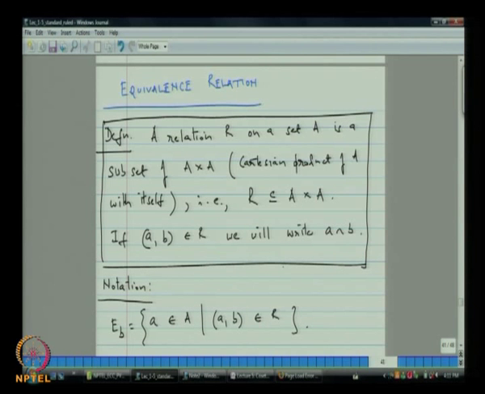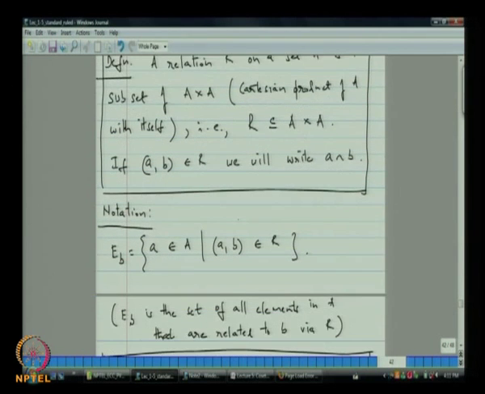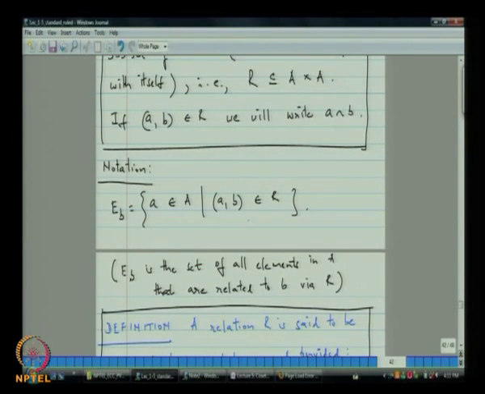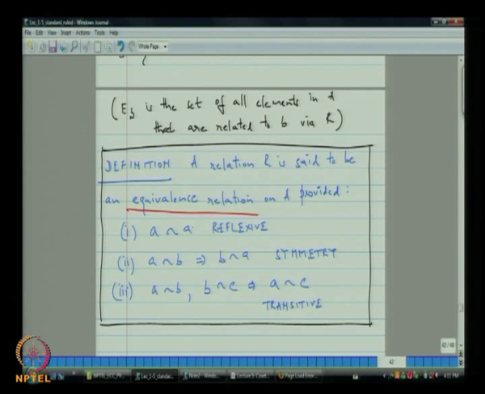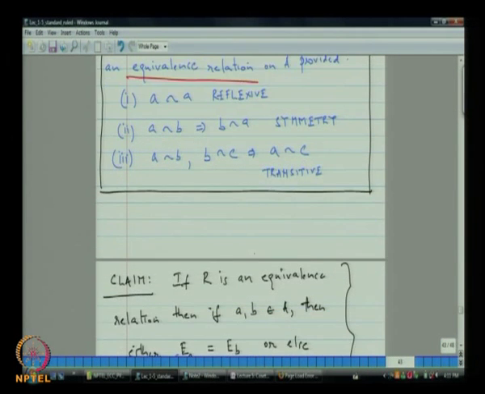Then we began our journey into equivalence relationships. We defined what it meant to be a relation first of all, and then within the class of relations we pointed out what an equivalence relation was. It satisfies the properties of being reflexive, symmetric and transitive.